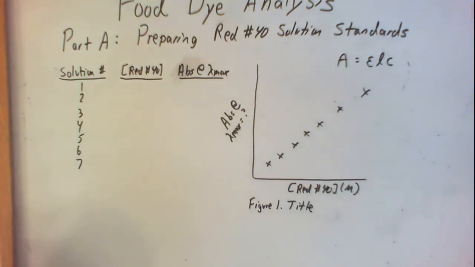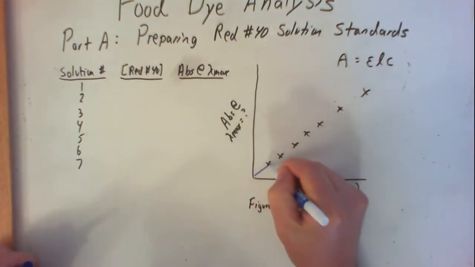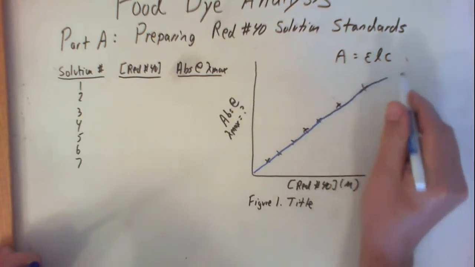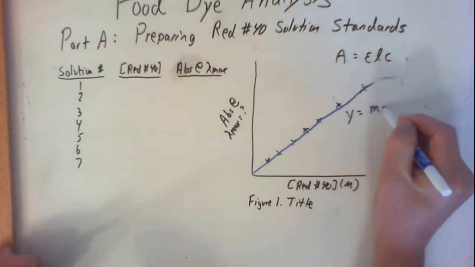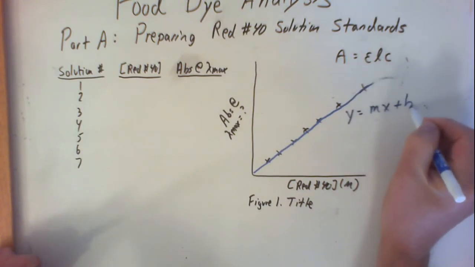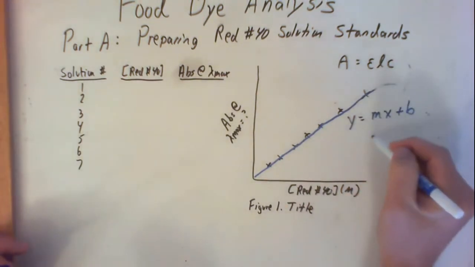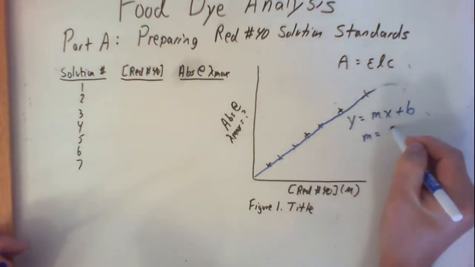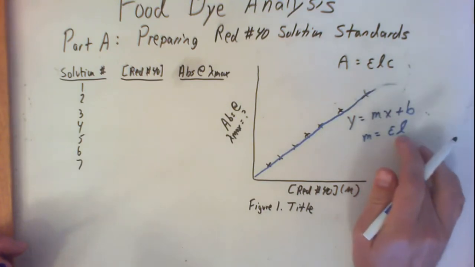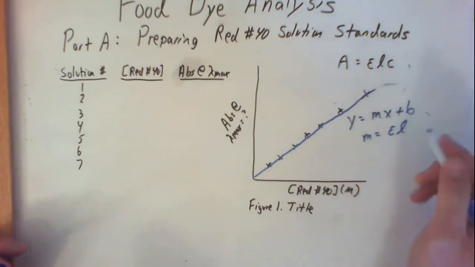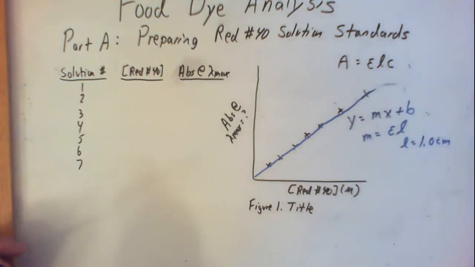Specifically, once we plotted our data, we can then draw a linear trend line through our data points. Excel will give us the equation in the form of y equals mx plus b, where m, as we talked about in the first experiment, is a determination of the product of the molarity of red 40 times path length. We call that for our cuvettes, path length is always 1 centimeter.